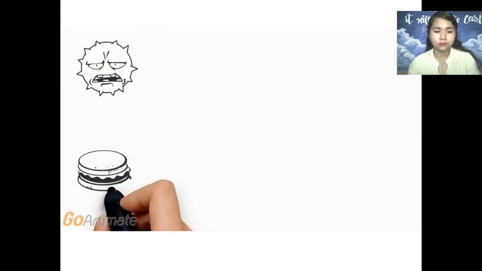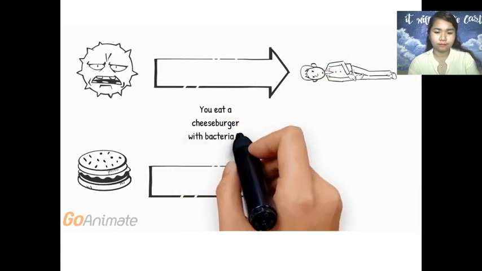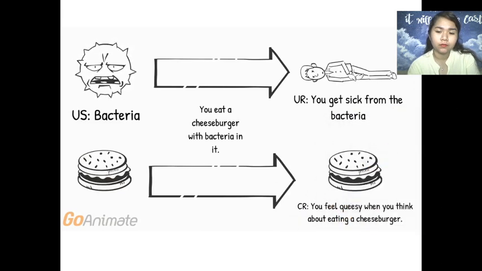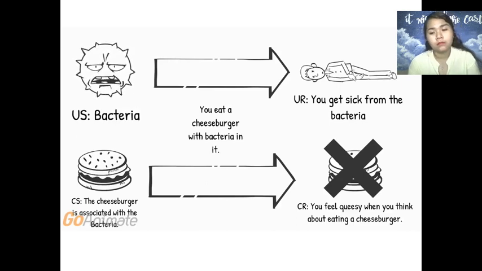So let's break classical conditioning down using an example. Let's say you ate a cheeseburger with bacteria in it, and the bacteria in the cheeseburger made you sick, and then you no longer wanted to eat cheeseburgers again because you associated the bacteria in the cheeseburger with all cheeseburgers. So in this example, the bacteria in the cheeseburger is what's causing you to get sick, and the unconditioned response is you getting sick to the bacteria in the cheeseburger.